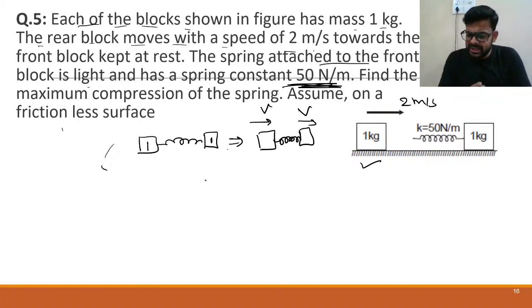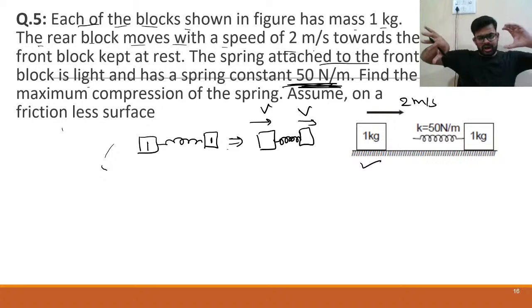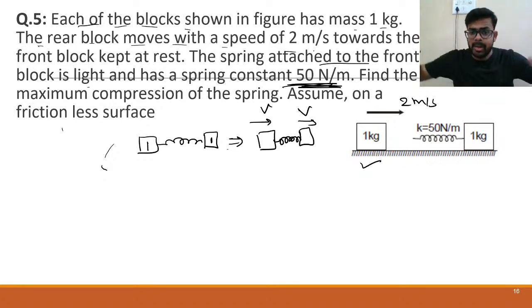Why? Listen, simple thing here. If the backward block is moving faster, then still it will compress the spring. If the front block is moving faster, it means the length of the spring will increase. But if both are moving with constant velocity, the length of the spring will remain constant. And at that instant the spring cannot be compressed anymore. So that will be the instant when the spring is at maximum compression, and at that instant both the blocks move with the same velocity. All okay? Yes.